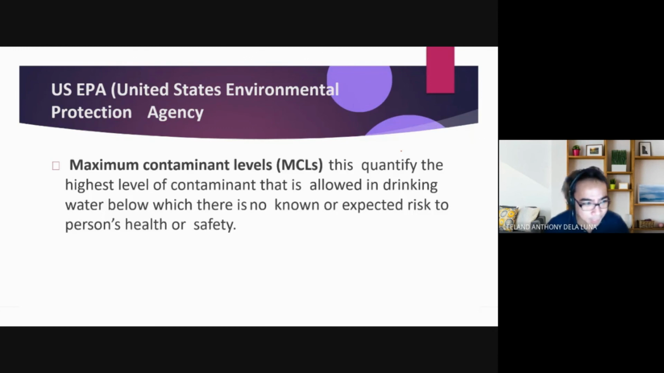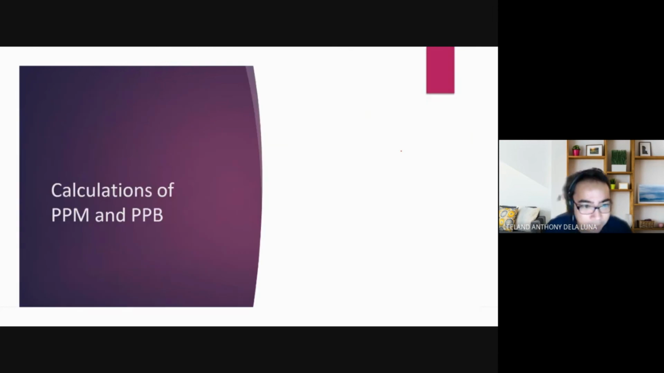Although sa market naman natin, wala naman talagang pure na distilled water. Okay, we don't usually have that. Usually, ang pure distilled water ginagamit sa laboratories as a solvent. Right? So let's talk about some calculations regarding parts per million and parts per billion.